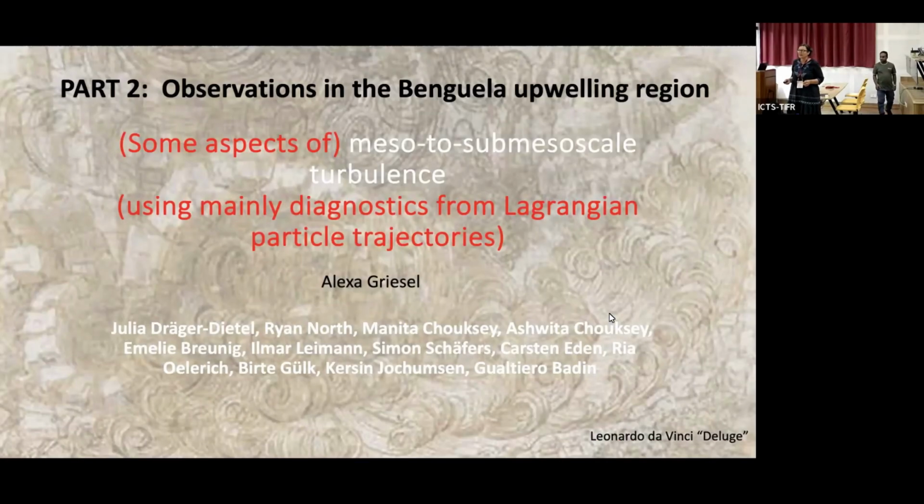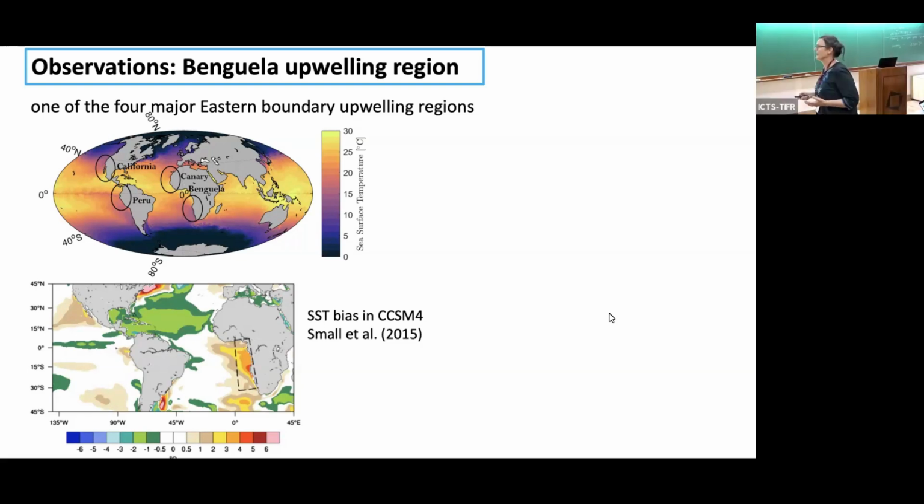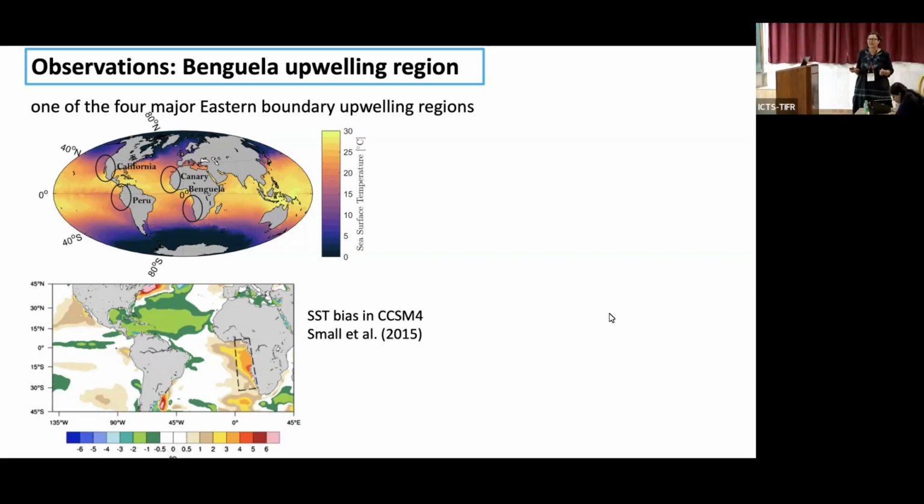All right, so this second part is going to move to observations. The observations are from the Benguela upwelling region. The Benguela upwelling region is one of the 4 major eastern boundary upwelling regions in the ocean. They are caused by alongshore winds and then offshore Ekman transport, and then you have upwelling of cold waters along the coast.